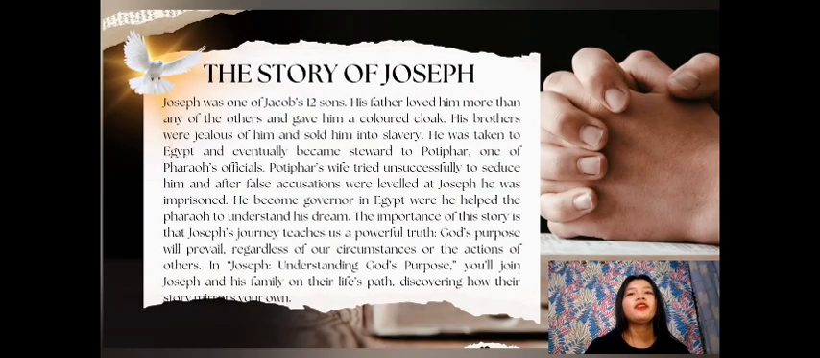So now let's proceed to the story of Joseph. The story of Joseph talks about the 12th son of Jacob. This can be found in Genesis 37 to 50. Jacob favors his youngest son the most, which is Joseph. At that time, he gives him a colored cloak, and that's the reason why his other brothers are jealous of him and betrayed him by selling him into slavery in Egypt.